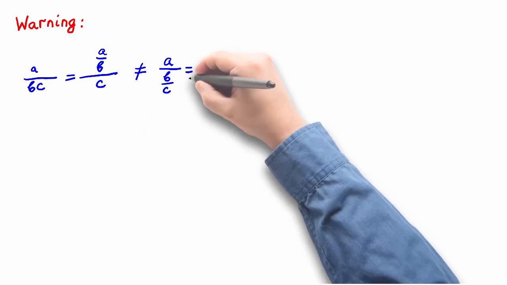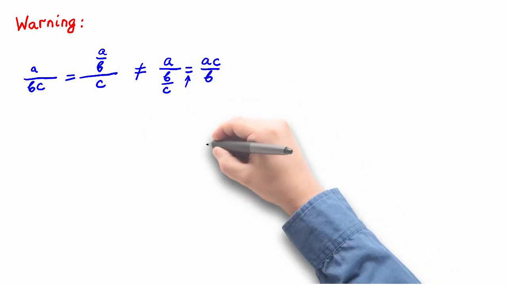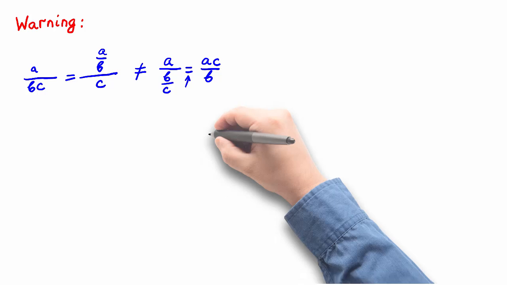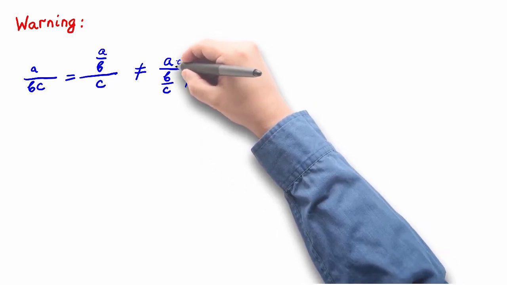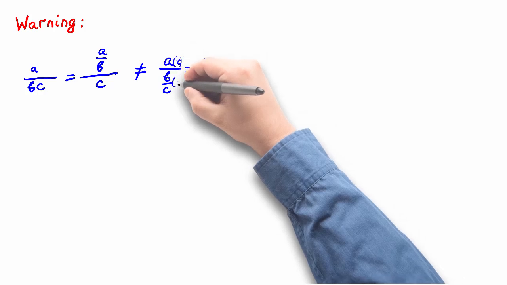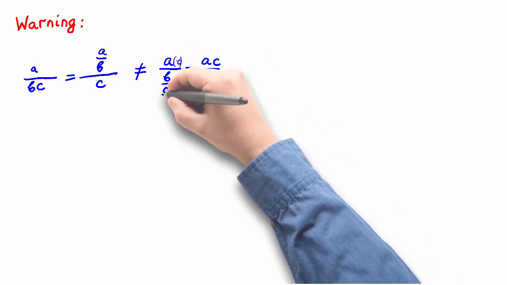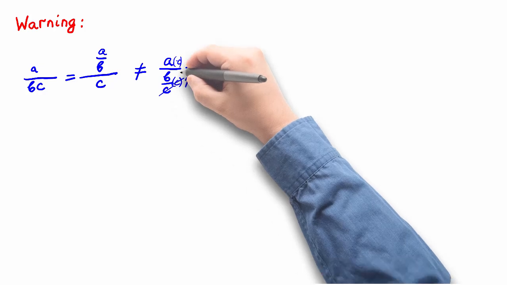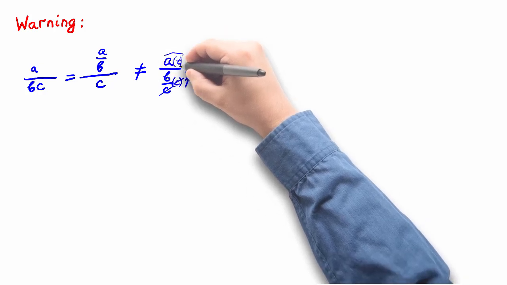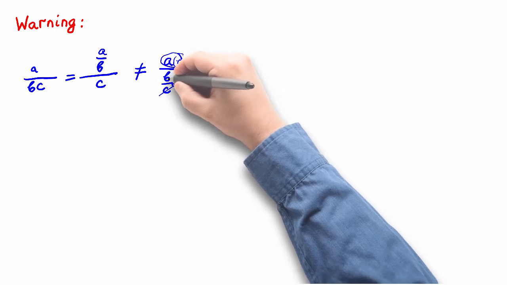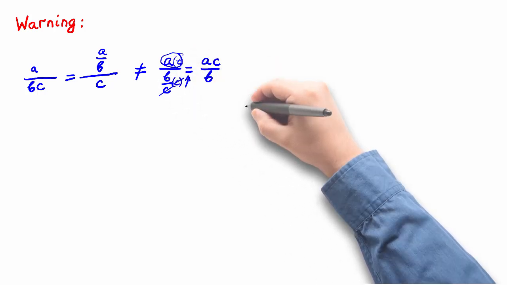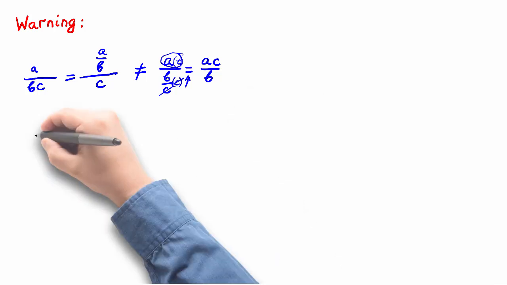Now, let's see why this one is true. Because I can basically multiply here by c and here by c, and this c will cancel with this c. So I will be left with ac, and at the bottom part it will be b multiplied by 1, which is just b. Let's try another example.